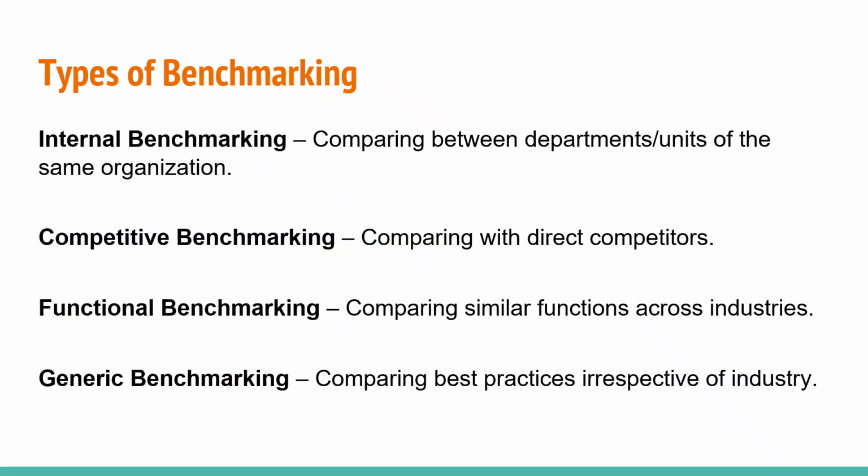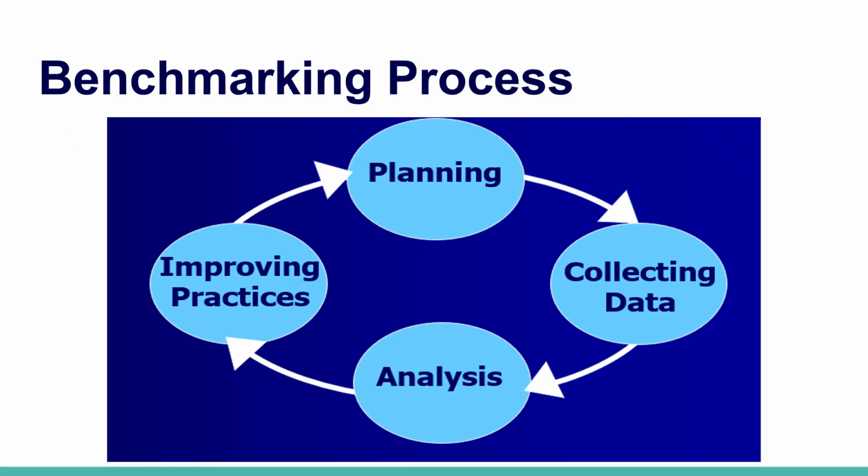Types of benchmarking: internal benchmarking, competitive benchmarking, functional benchmarking, and generic benchmarking. In internal benchmarking, we compare between the departmental units of the same organization. In competitive benchmarking, we compare with direct competitors. In functional benchmarking, we compare similar functions across industries. In generic benchmarking, we compare best practices irrespective of industry.